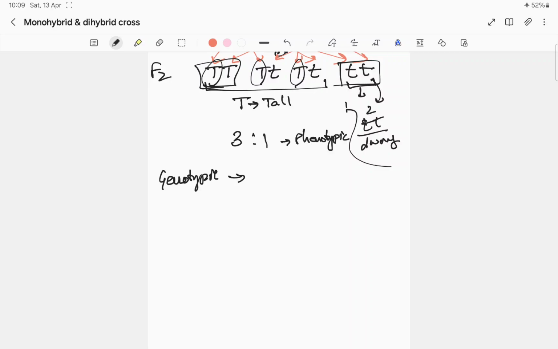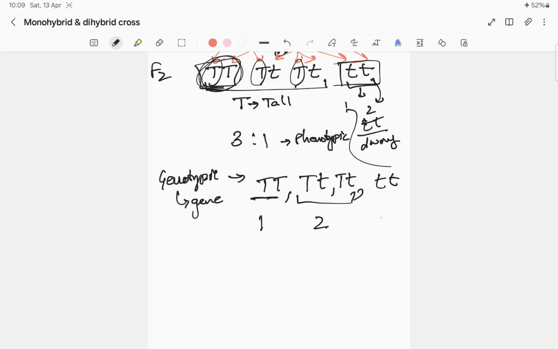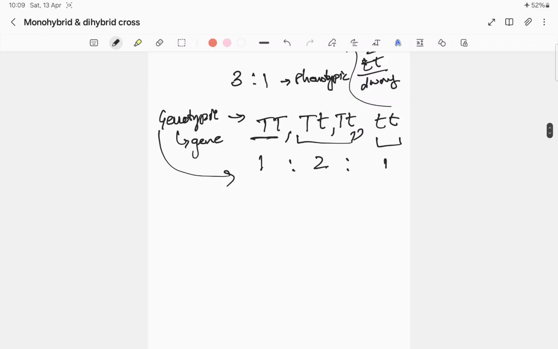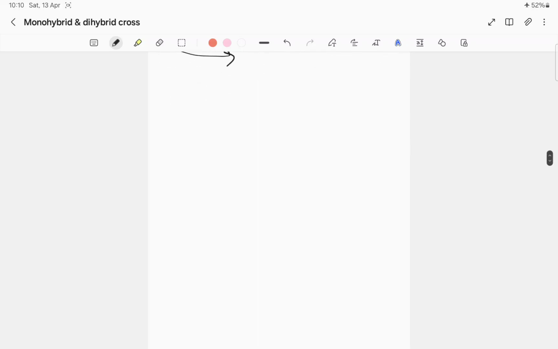And the genotypic ratio will be, see here, now we have to come to the genes. Genotypic means gene level. So here we can see one plant is having both capital T, and capital T small t in two plants, and small t in one plant. So this will be 1. These two are similar, so we can write 2, and this is again 1. So the genotypic ratio will be 1:2:1, right? This is the thing.